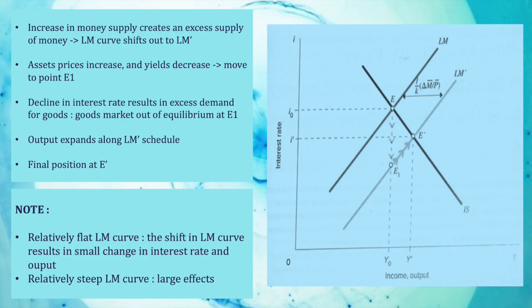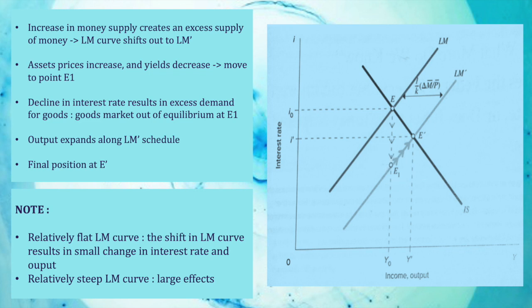Consider monetary expansion. An increase in money supply creates an excess supply of money, which causes the LM curve to shift to the right, and the public adjusts by buying other assets, and the asset prices increase and yields decrease, which moves to the point E1. After the money market clears with a lower interest rate, the decline in interest rate results in excess demand for goods. The goods market is out of equilibrium at E1.